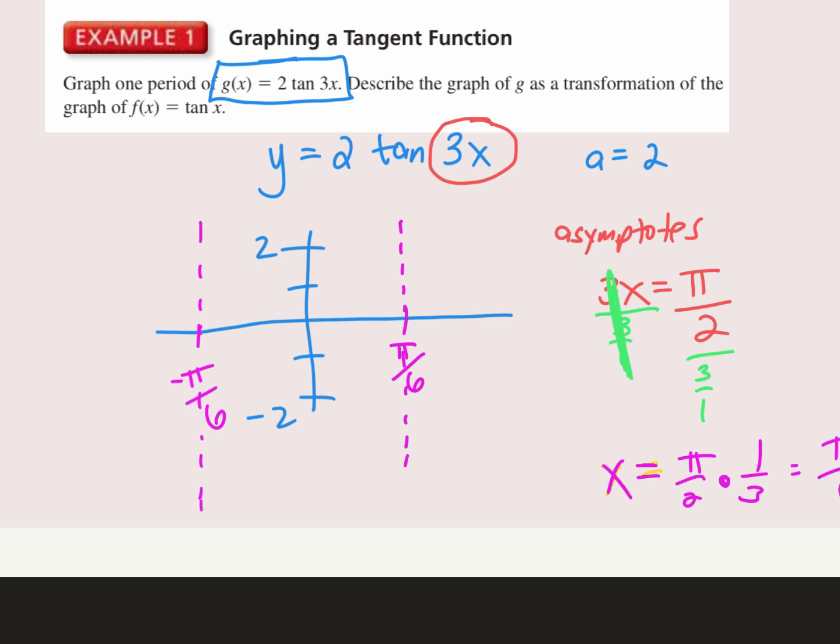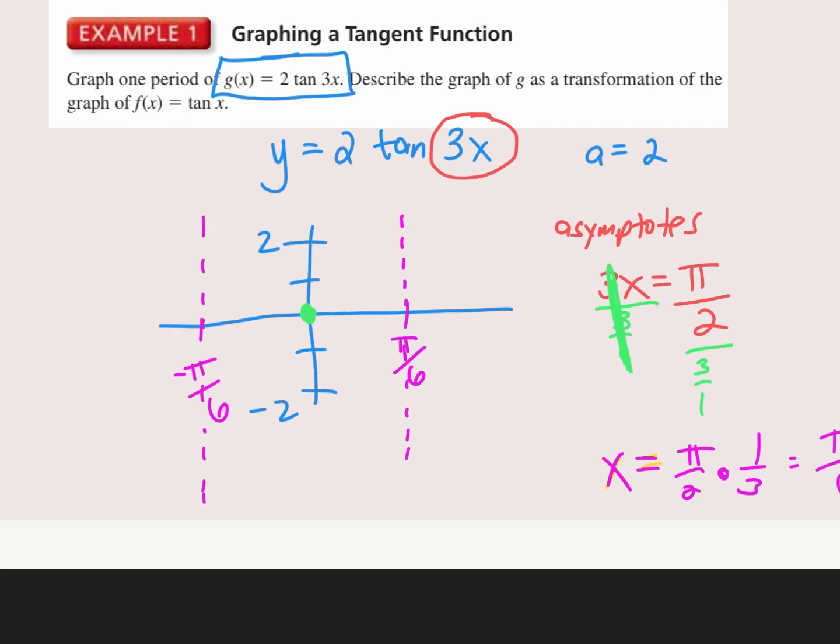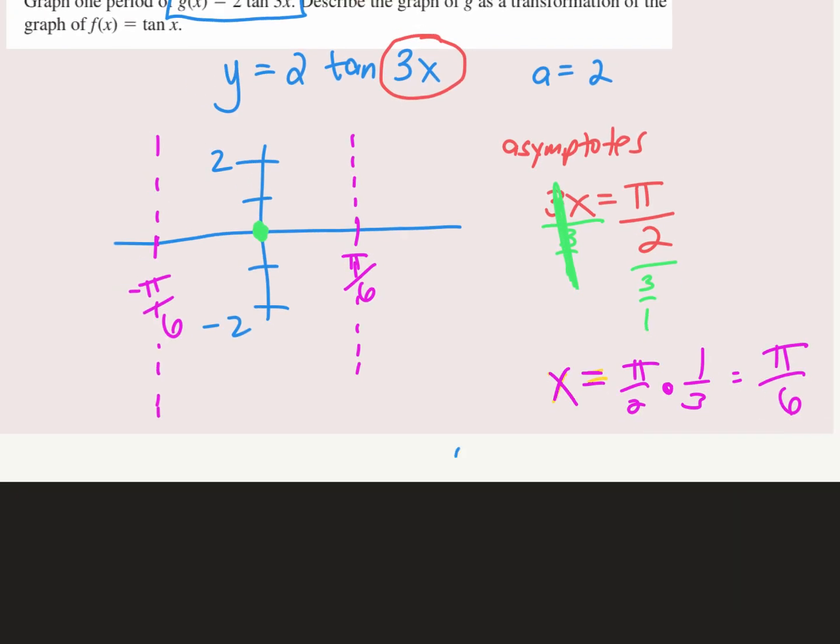And now we're going to find our key points. For the ones that we're doing, one of our key points is always going to be 0. Always going to be in the middle. Now remember the shape of your graph. It's a squiggly line. We're only talking about positive ones, so all of our squiggly lines are going to be the same. But how do we find the key points? What did I tell you to do? Take your asymptote and do what?